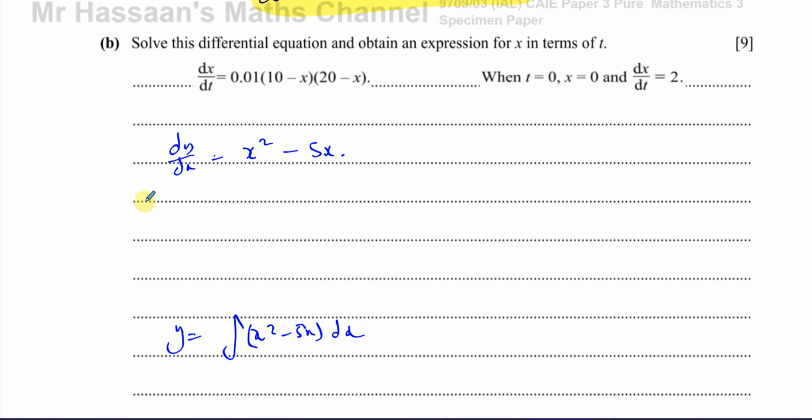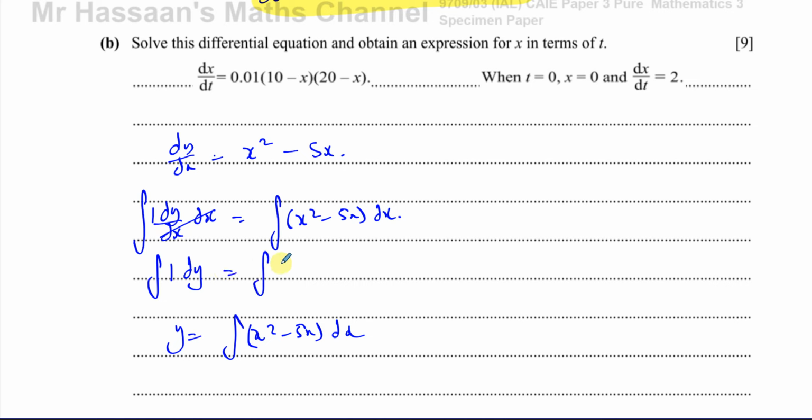But the process behind this, which we don't write down, and I don't expect you to write down even, but just for your understanding of where what we do comes from, what we're doing here is integrating both sides with respect to x. So I integrate this side with respect to x, and I also integrate this side with respect to x. When you do that, those cancel out, and you end up with the integral of 1 with respect to y equals the integral of x squared minus 5x with respect to x.